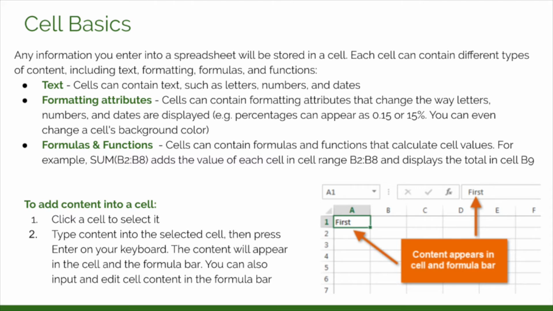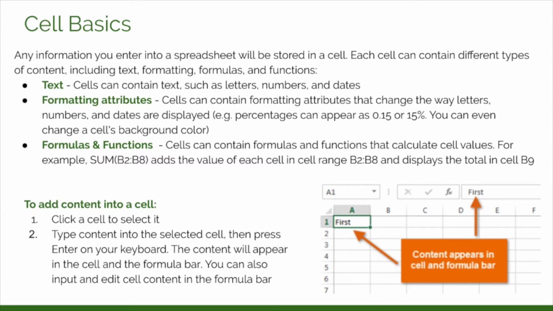For example, percentages can appear as 0.15 or 15%. You can even change a cell's background color. Cells can contain formulas and functions that calculate cell values. For example, sum B2 to B8 adds the value of each cell in cell range B2 to B8 and displays the total in cell B9.